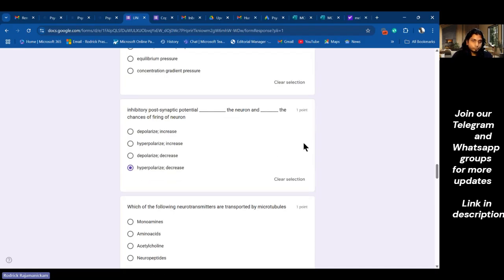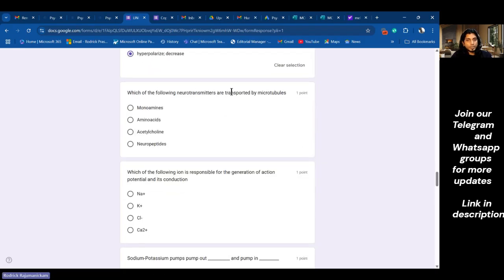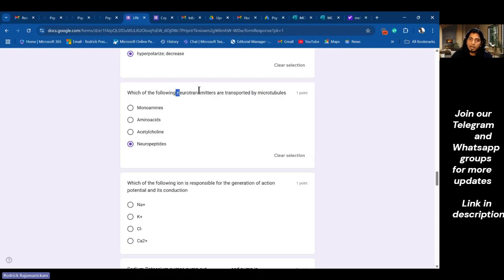So it's decreasing. Which of the following neurotransmitters are transmitted by microtubules? Okay. So neurotransmitters are basically largely two types: large and small. Small neurotransmitters are packed into vesicles, and those vesicles transport to the terminal buttons. But in the case of large neurotransmitters like peptides, they are directly transmitted from the cell body to, let's say, the terminal buttons, and then they are packed. So neuropeptides are the only neurotransmitters that are unpacked and transmitted through microtubules.